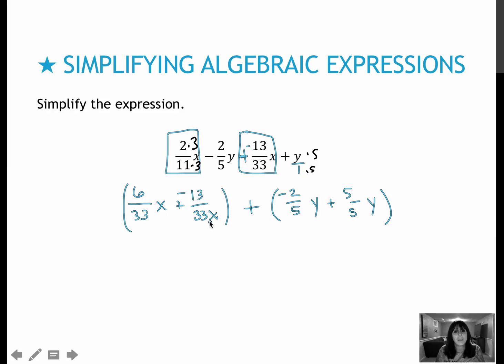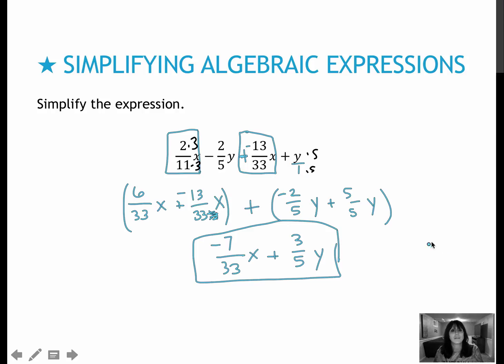X's have the same denominator, y's now have the same denominator, and now I'm just going to simplify. 6 plus negative 13 is negative 7/33 x. This x should not be on the bottom. I apologize for that. And negative 2/5 plus 5/5 is positive 3/5 y. X's and y's don't combine together, so that is my final answer.